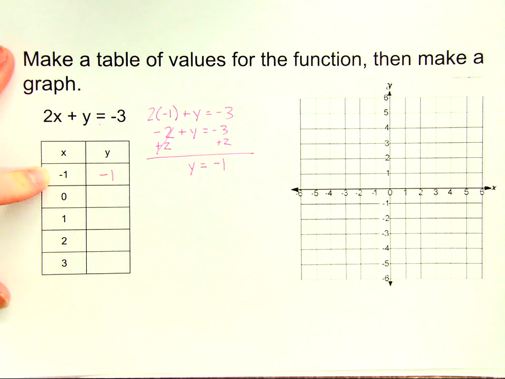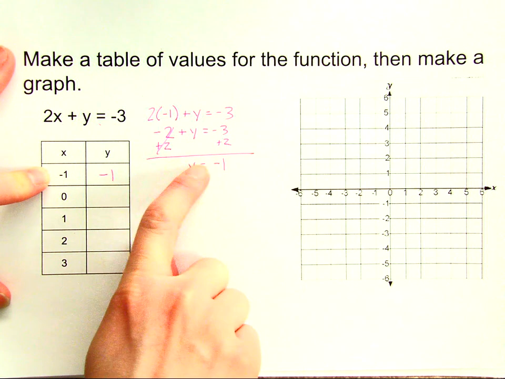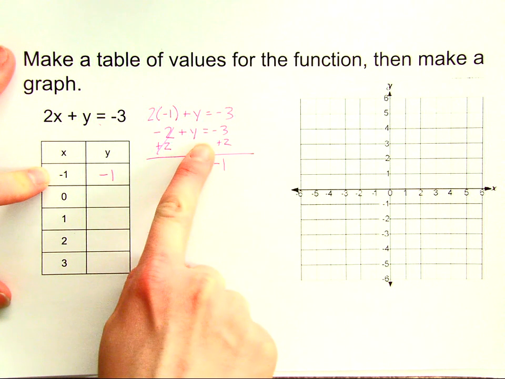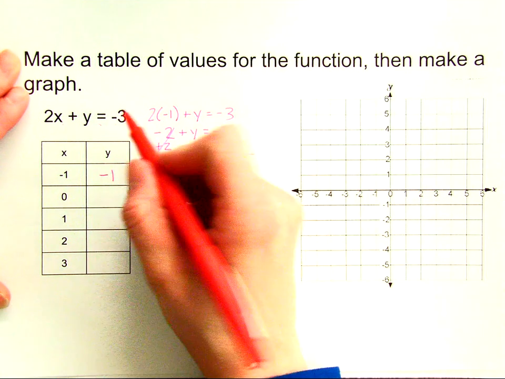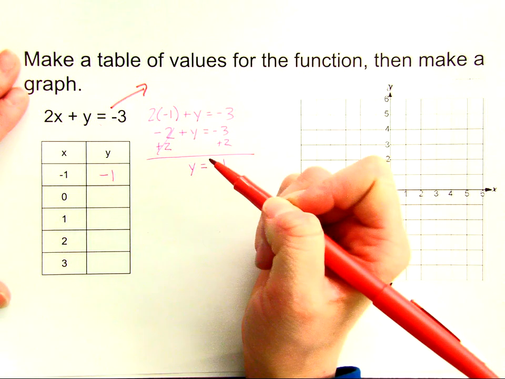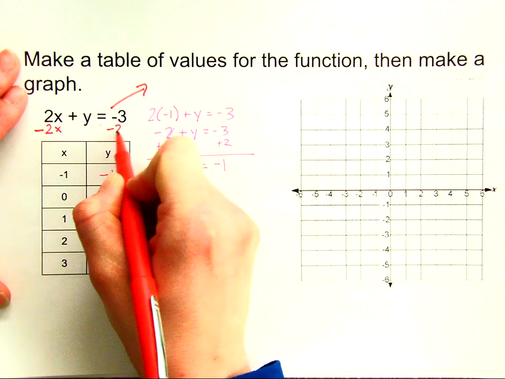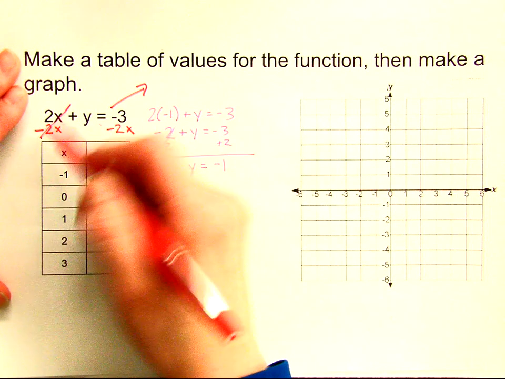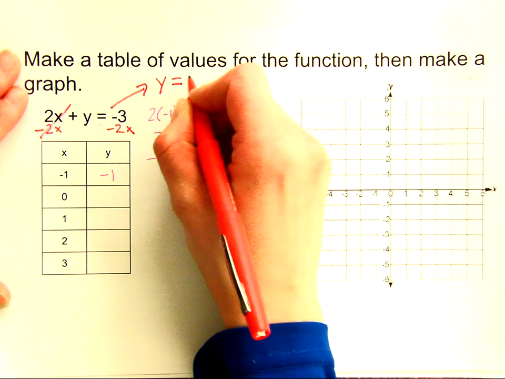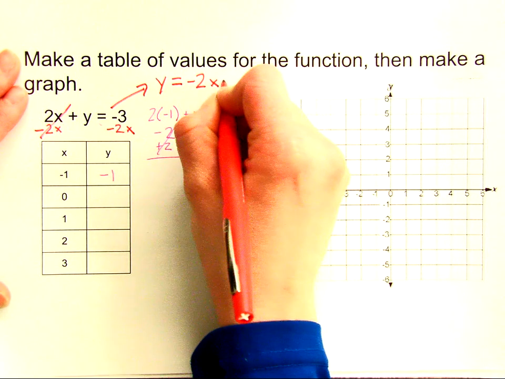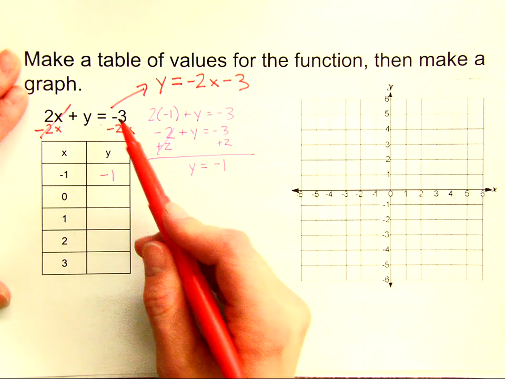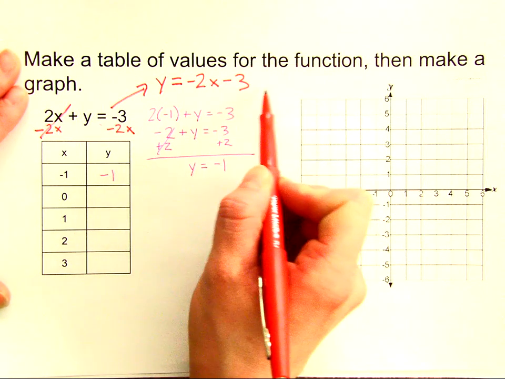Now you can do that, but then you're really going to be solving this equation every time, right? Because y is not by itself. So what I like to do is I like to rearrange this equation right away. Meaning I'm going to subtract this 2x from both sides, so it's gone on that side, and I'm left with y is equal to negative 2x subtract 3. Because remember, these aren't like terms, so they just go next to each other.